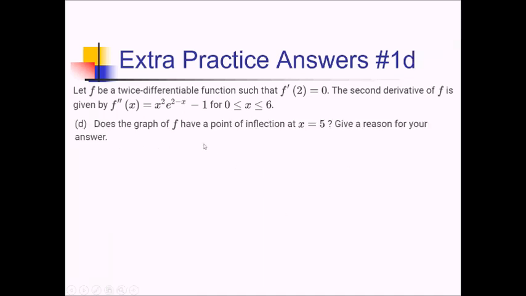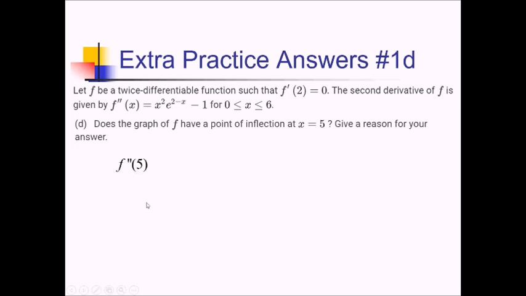For this part of the problem, they want to know if f has a point of inflection at x equals 5, and then give a reason for the answer. So to see if we have a point of inflection, it might help to see if f double prime equals 0 or undefined at x equals 5. That's not proof that we have a point of inflection, because you still need to show that there's a sign change in f double prime for a point of inflection, but it's at least a good start.